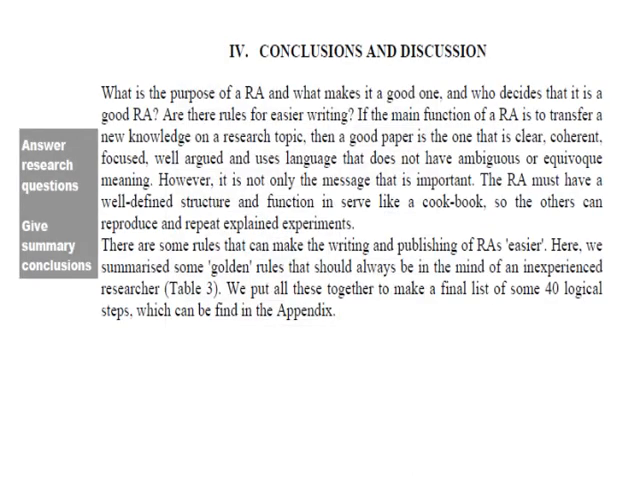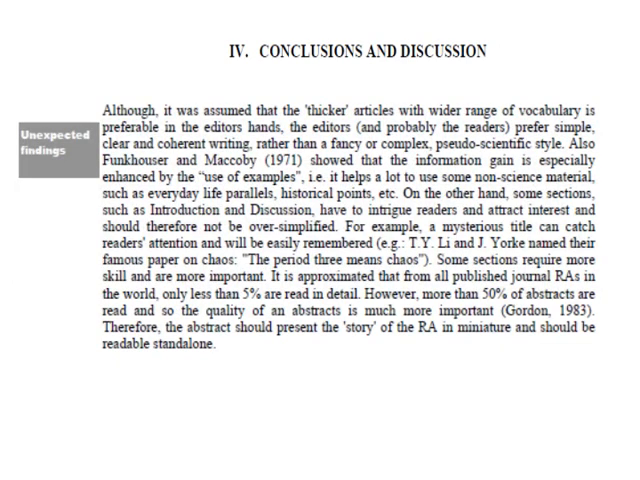Number 4 is conclusions and discussion. Answer the research questions and give summary conclusions. Unexpected findings means that some findings are in line with past work done by researchers and some are not. So, you will justify it and search for evidence and reasons for it.